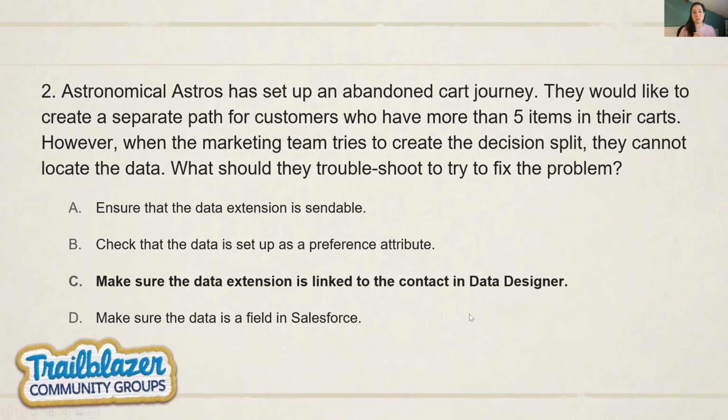So A is really tempting: make sure that the data extension is sendable. But what we're trying to do here is create a decision split. It can be with data that isn't sendable. Here we're talking about abandoned carts, so it may just be the abandoned carts that we see. It may not have an email address against it, and that's okay. We can still use that data in our decision split as long as it's connected in our Data Designer. That's why we link that data into the spider web.